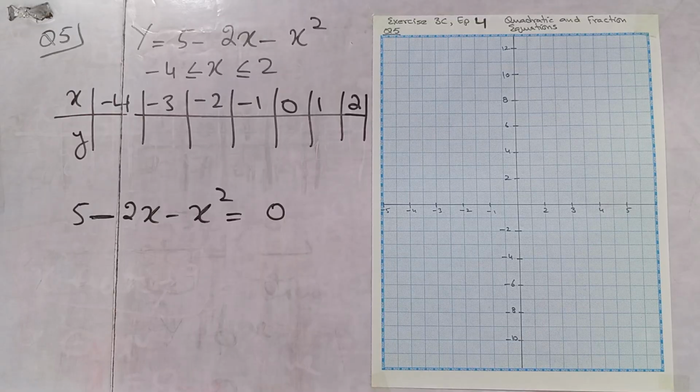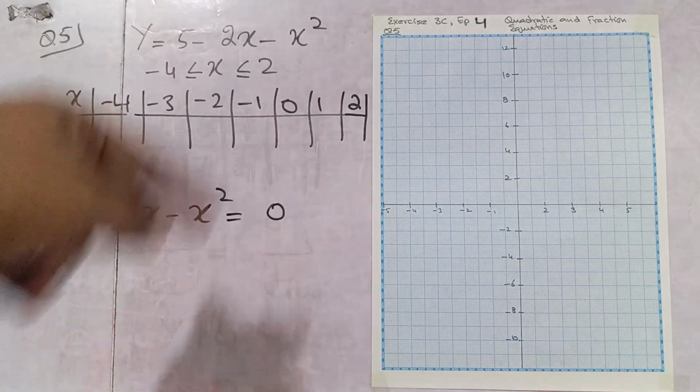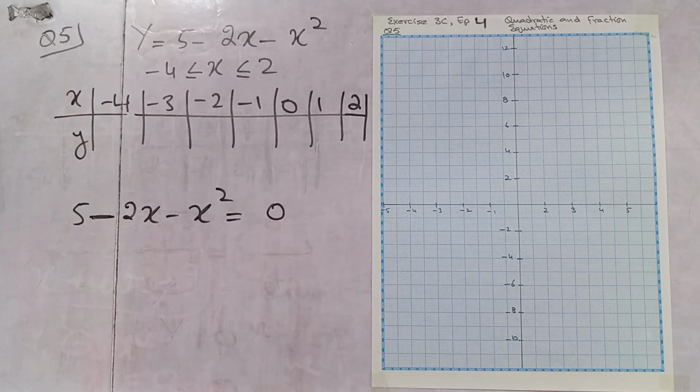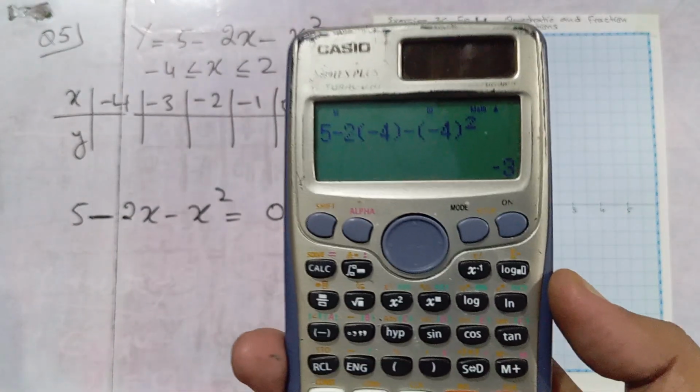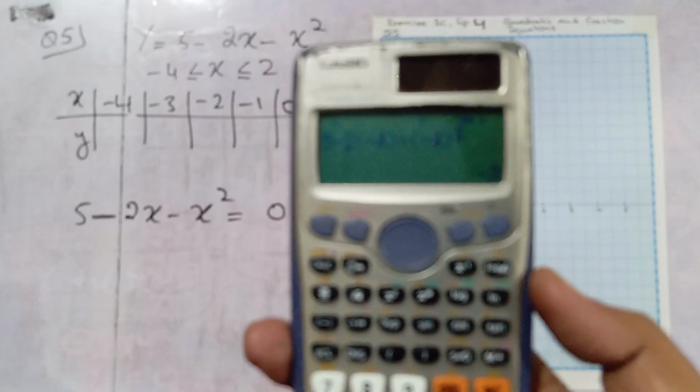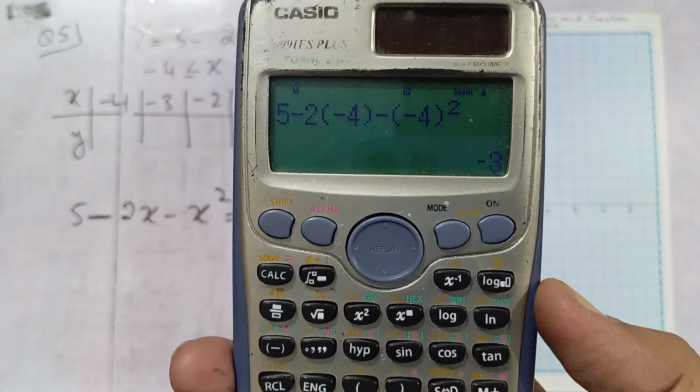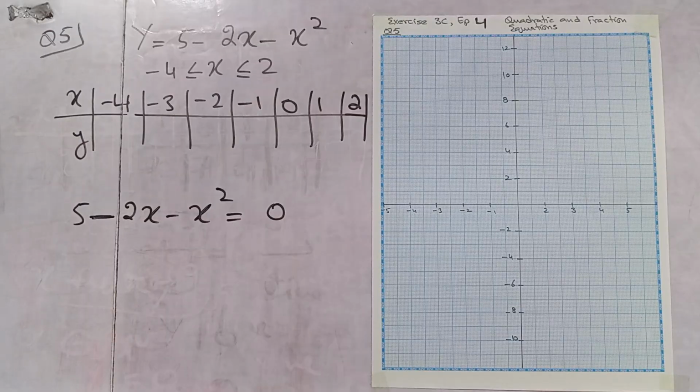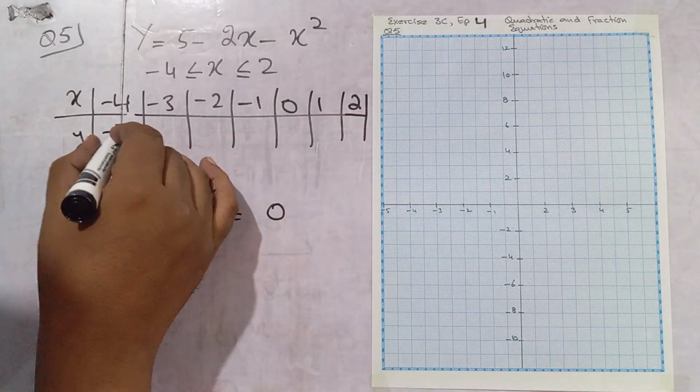Okay, so we have drawn a table here. What we will do is substitute these values of x in the equation y equals 5 minus 2x minus x squared, and see what the values of y are. So first, 5 minus 2 times minus 4, minus minus 4 squared, equals, that is minus 3. Let me show you. This is how we do it. So I write here minus 3.